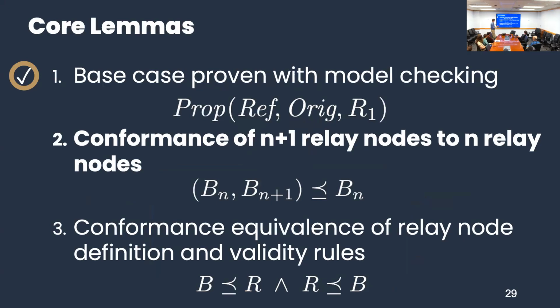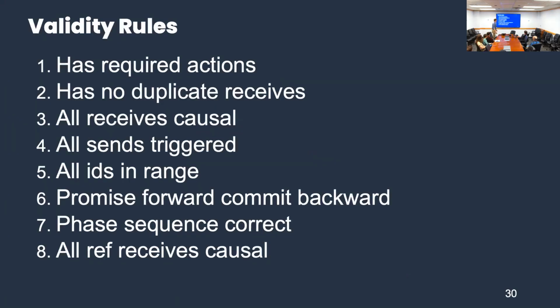So with conformance formally defined here, we now have the tools to talk about a chain of n+1 relay nodes conforming to a chain of n relay nodes. And to do that, for our black box model, we're looking at a possible set of traces. We define the possible set using a series of validity rules. The validity rules define what is possible for the module, right?